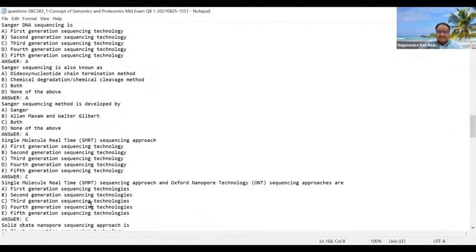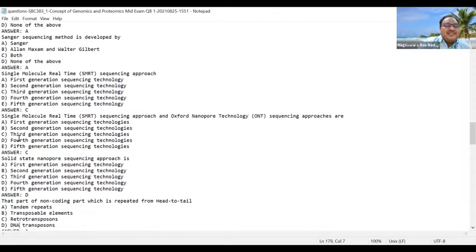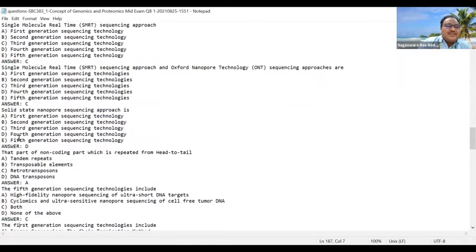So the next question is Balaji. Sir. Single molecule real-time sequencing approach is first, second, third, fourth, or fifth generation? Third, sir. Okay, and the next question is also for you again. Single molecule real-time sequencing approach and Oxford nanopore technology sequencing approaches are first, second, third, fourth, or fifth? Same, sir. Third generation. Okay.